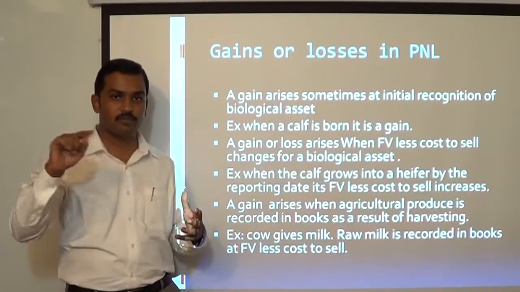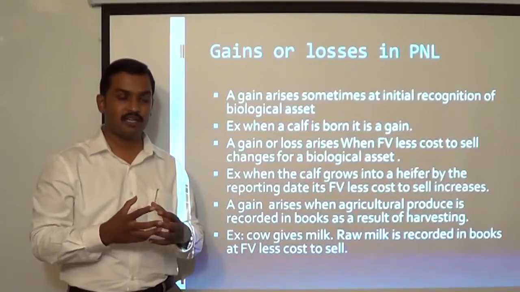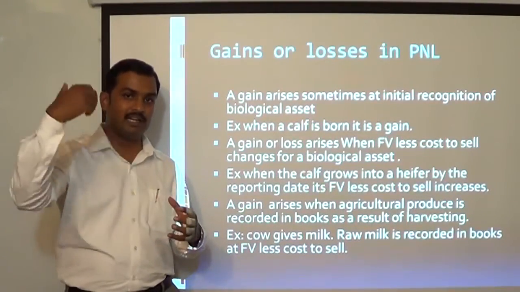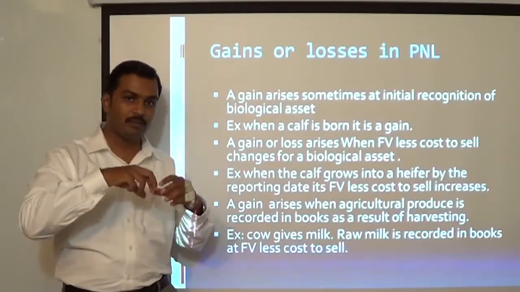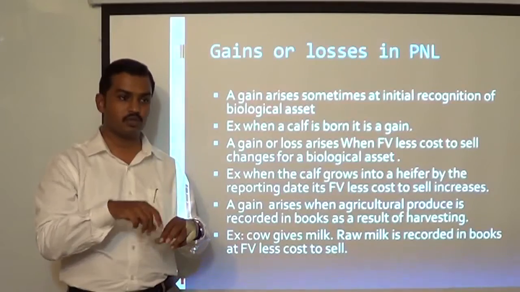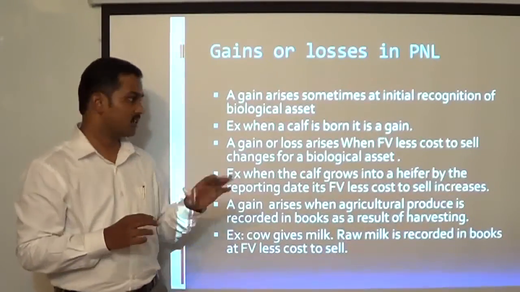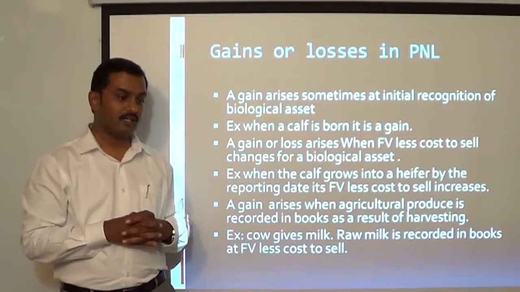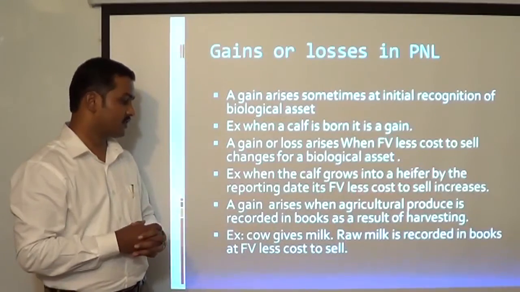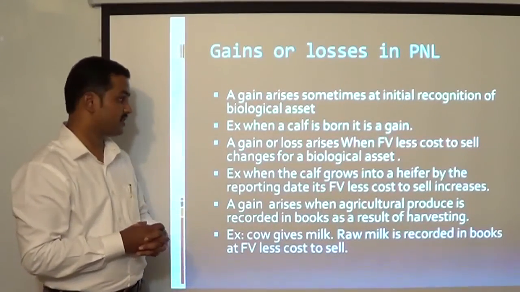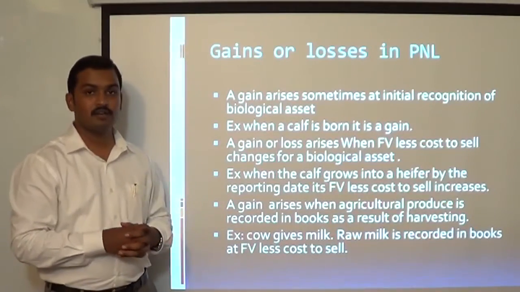I can pass stock of apples account debit to fair value gain account when I pick the fruits from the tree, and then when I sell the apple, I'll get cash account debit to sales, the amount for turnover, and stock will be debited to P&L account in the form of cost of goods sold. We'll say P&L account debit to cost of goods sold or P&L account debit to cost of sales. So that is how I account for it. Okay. And the third situation is a gain arises when agricultural produce is recorded in the books as a result of harvesting. A gain or loss arises when fair value less cost to sell changes for a biological asset.